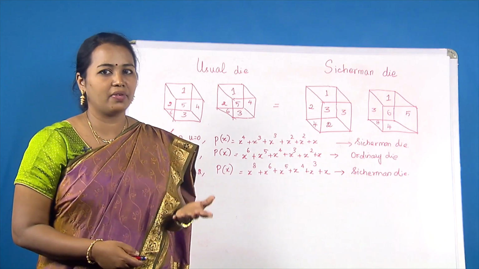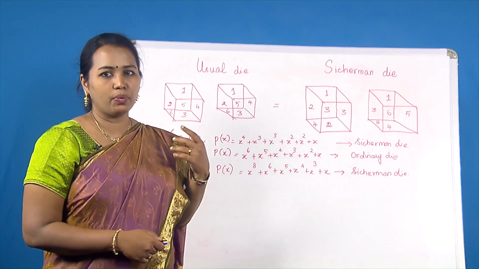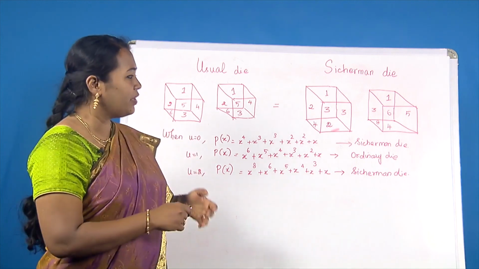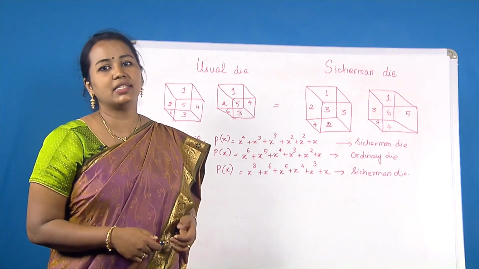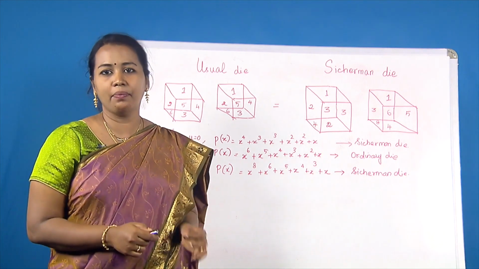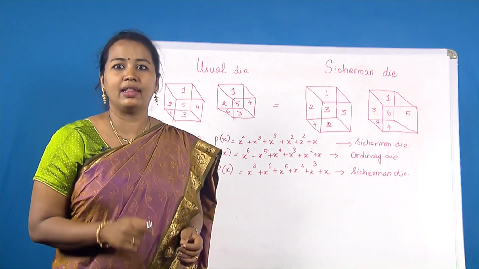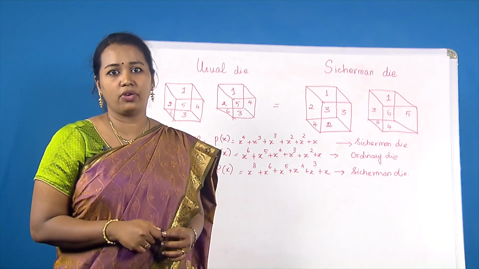So, we started with a weird die. We thought that it will not yield the Sicherman die, but we are getting only the Sicherman die possibilities. Therefore, this proves that the Sicherman dice do give the same probabilities as ordinary dice and that they are the only other pair of dice that have this property.